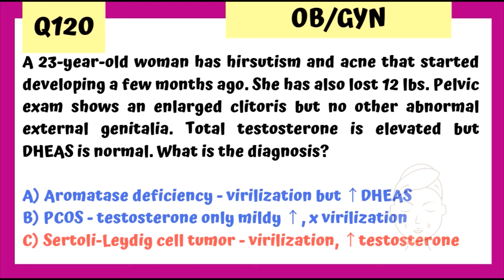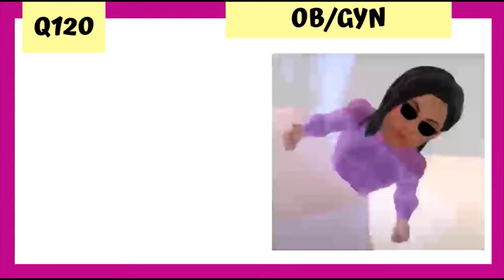PCOS, again, we don't see virilization. And aromatase deficiency, we see virilization, but we don't see an elevation of DHEAS. All right, and this is just my video over here. We see in the Sertoli-Leydig cell video, this woman with virilization.